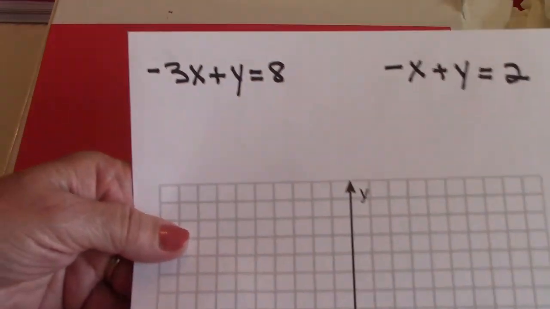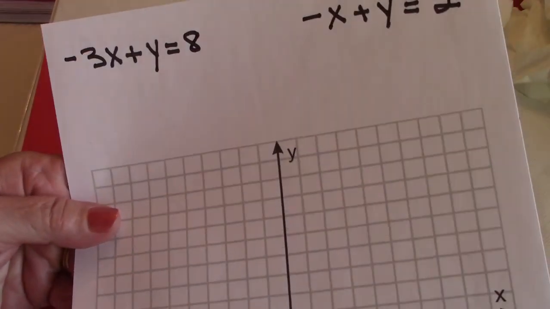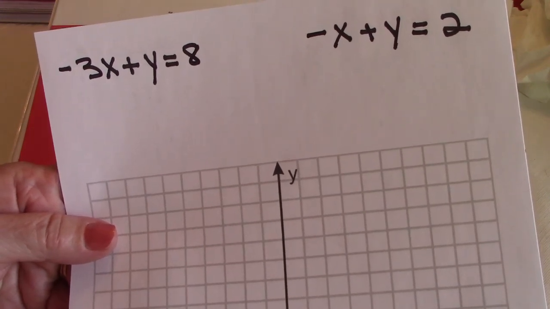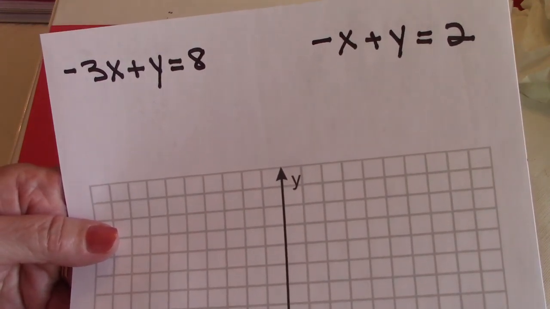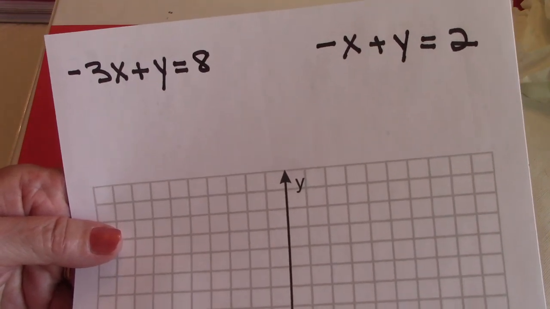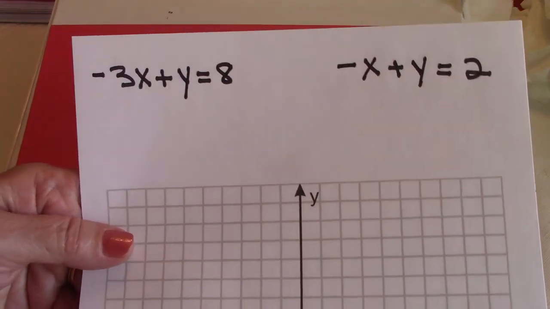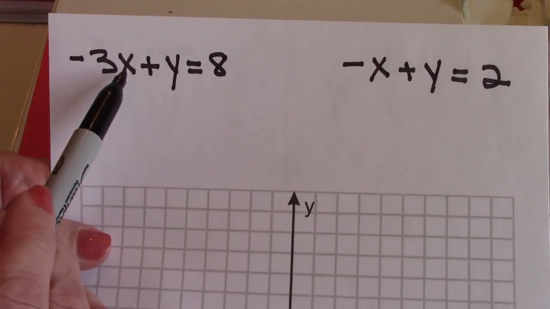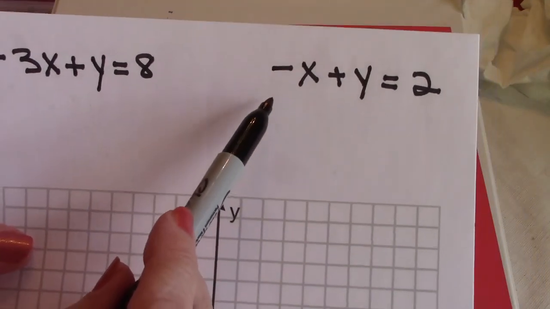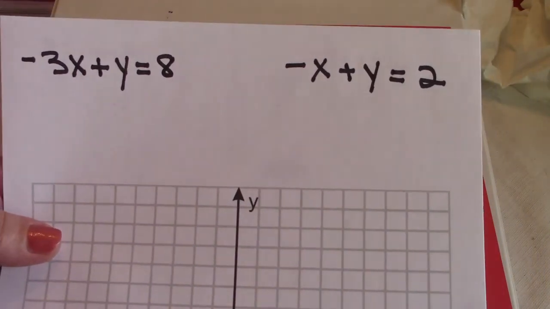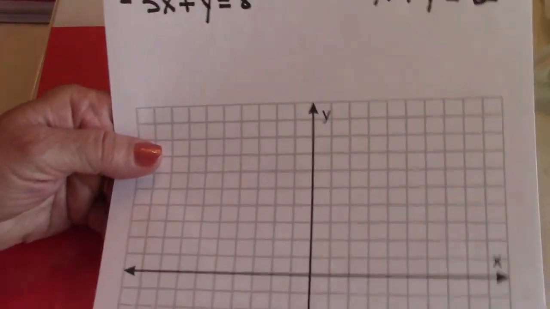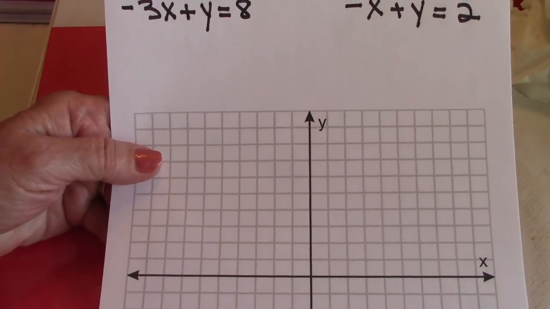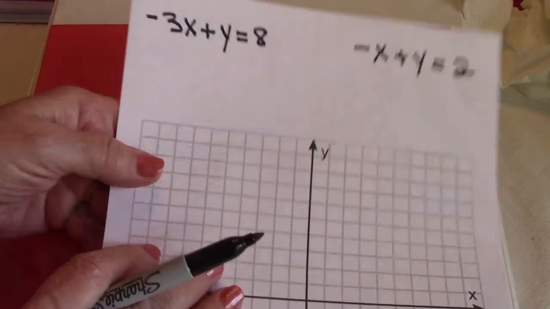All right, let's look at our next one. Now, I hope you've copied that graph paper or made your own graph or printed real neat, because this is hard to do. It's hard to find the point of intersection if you have crooked lines and are kind of sloppy. All right? So here's our second equation: negative 3x plus y equals 8, and x plus y equals negative 2. These are not in slope-intercept form, but it's not going to be hard to put them in slope-intercept form, so that's what I'm going to choose to do.